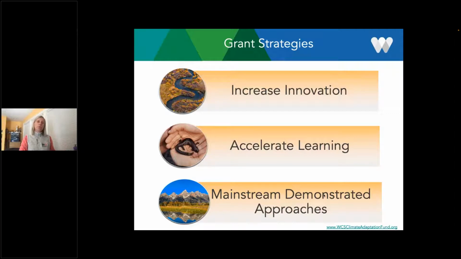And so we want to move more quickly from testing innovative ideas to learning what we can about their effectiveness, to then determine which strategies are ready and ripe for being scaled up to much broader adoption. That brings us to our third strategy of mainstreaming and broadening the adoption of demonstrated adaptation approaches. So we've tried to embrace these goals in our grant making strategy.